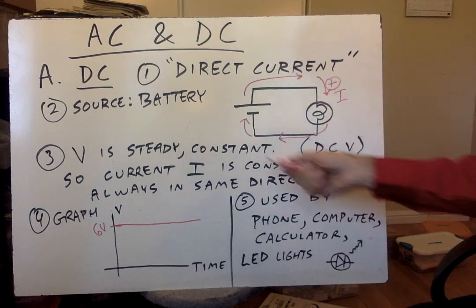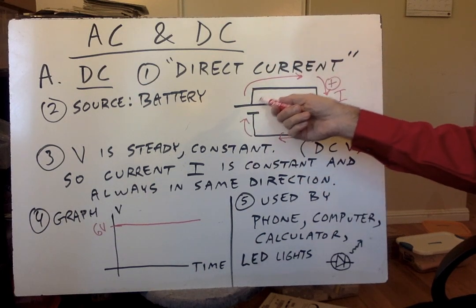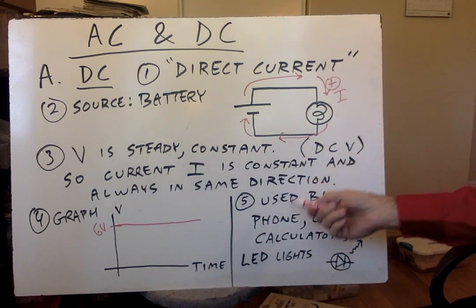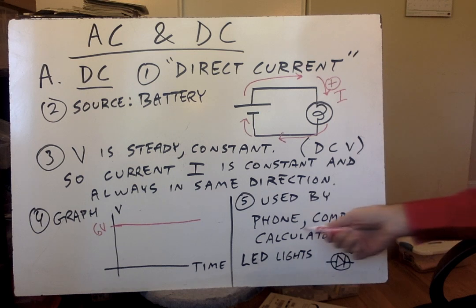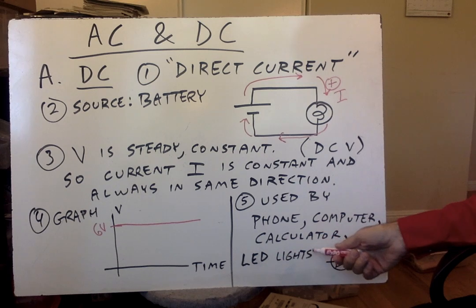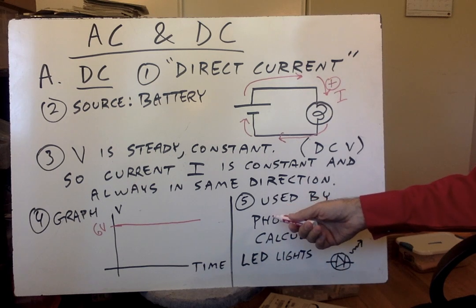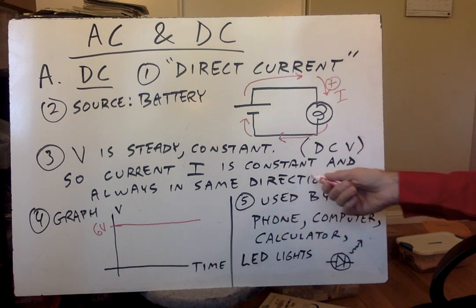DC, this idea of charges always moving in the same direction with a constant voltage source, is what's required by your cell phone. It's also required by a computer and the calculators, both the TI-89 and the handheld dollar store calculators. It's required by LED lights. All of these things require that constant voltage source to stay steady.